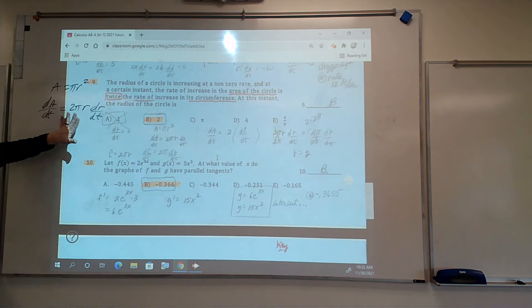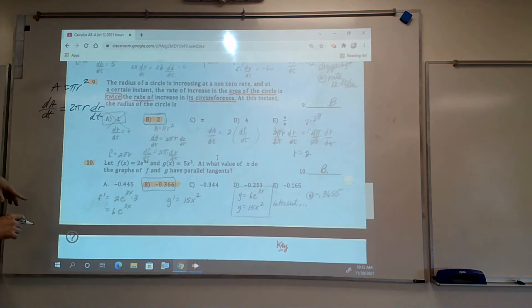And circumference of a circle. So let's do circumference of a circle. So circumference of a circle is equal to 2pi r.